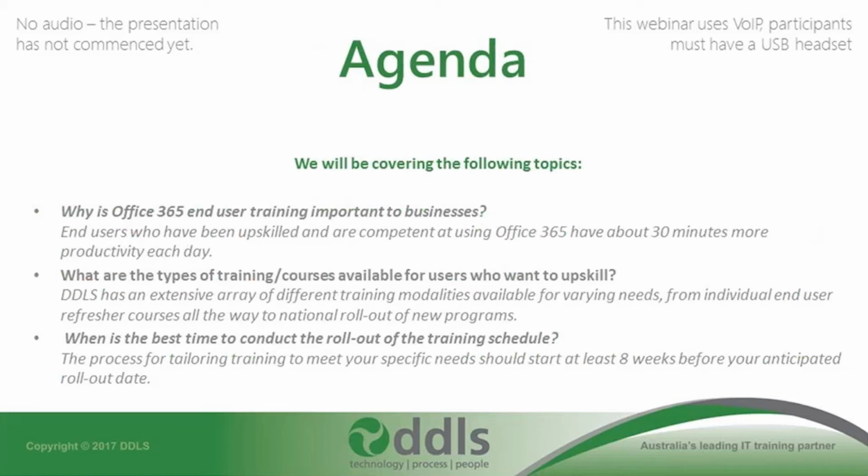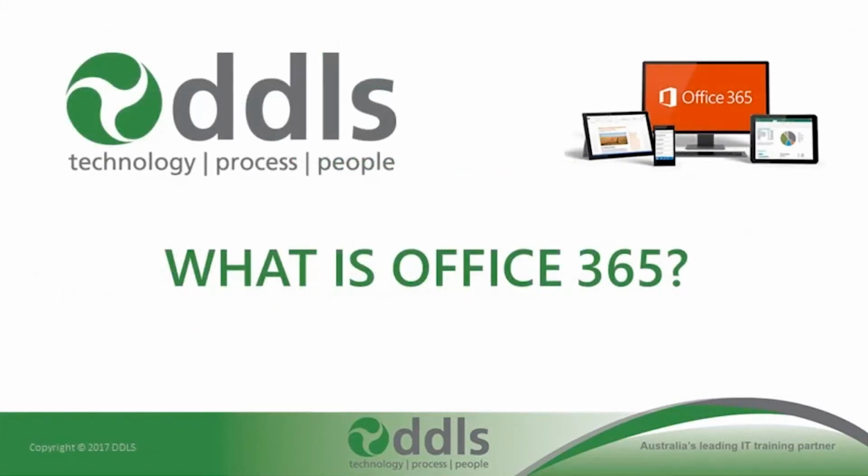Today we're going to have a quick look at Office 365. We're going to have a look at what the benefits are of implementing Office 365 in your organization. We're going to look at when to start your implementation schedule and why end-user training is critical with Office 365. And lastly, we're going to look at the DDLS range of training types or modalities. So what is Office 365?